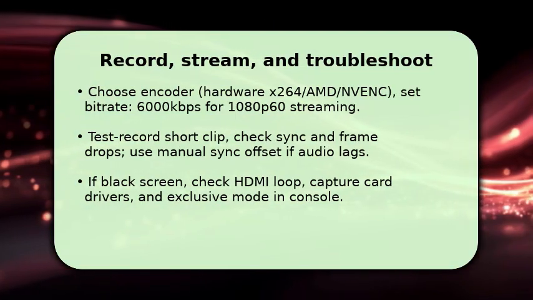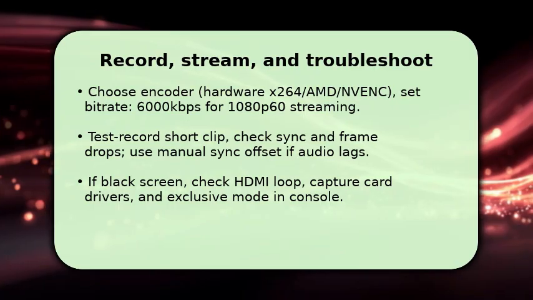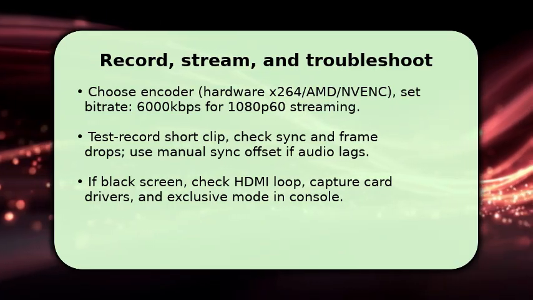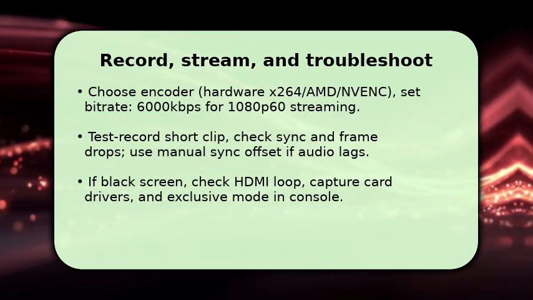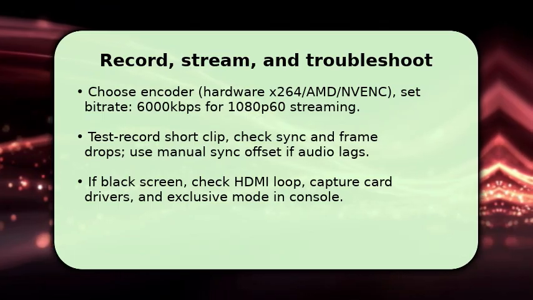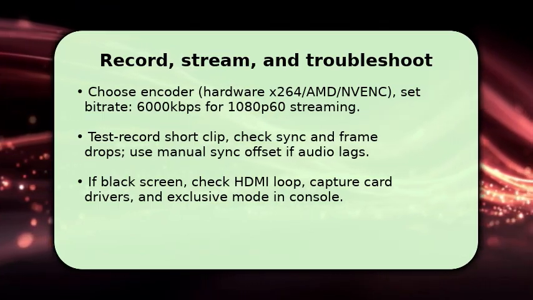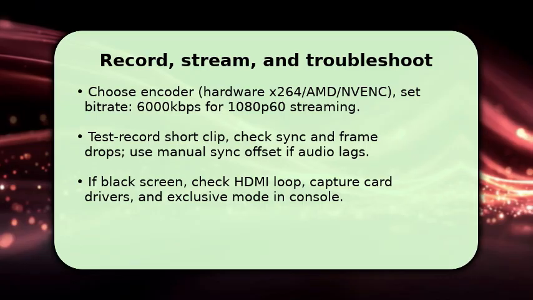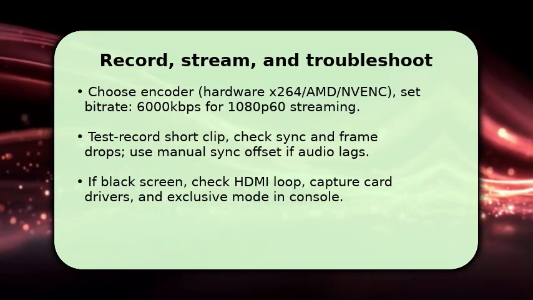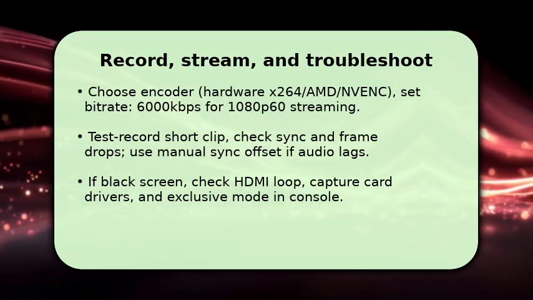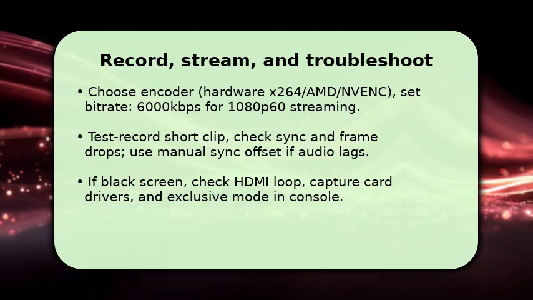Pick a hardware encoder like NVENC if available to lower CPU load, and set an appropriate bitrate, about 6000 kbps for 1080p 60 streaming. Run a short test recording to verify audio-video sync and watch for dropped frames. If audio is out of sync, adjust the mic or game audio offset in milliseconds.